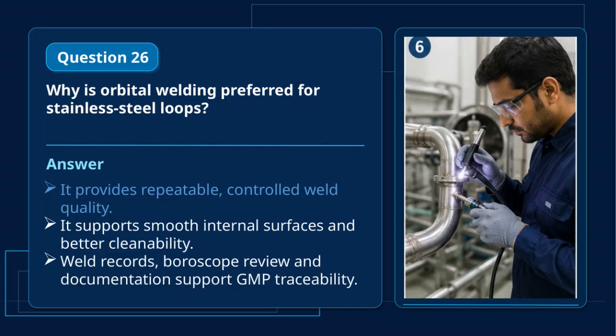Question 26 asks why orbital welding is preferred for stainless steel loops. The main reason is that orbital welding offers repeatable and controlled weld quality, which is crucial for consistency and reliability. Additionally, it creates smooth internal surfaces, making the loops easier to clean and maintain. This is especially important in applications where hygiene is critical. Finally, orbital welding allows for detailed weld records, borescope inspections, and thorough documentation, all of which support good manufacturing practice, or GMP, traceability. These factors together ensure both quality and compliance in stainless steel loop fabrication.